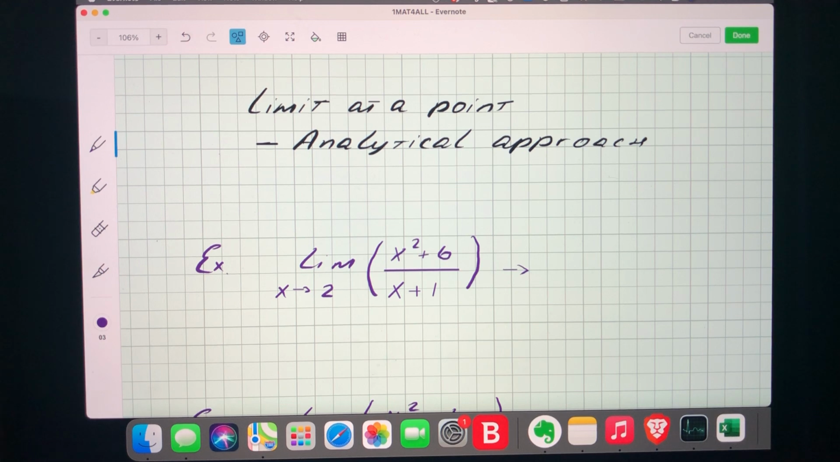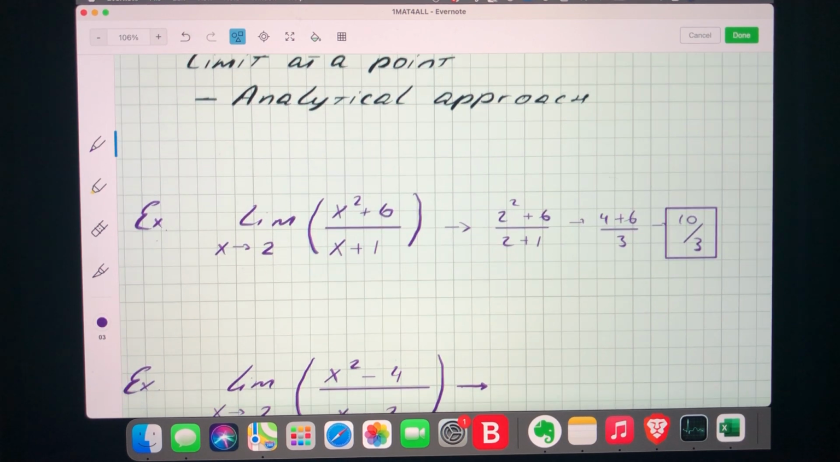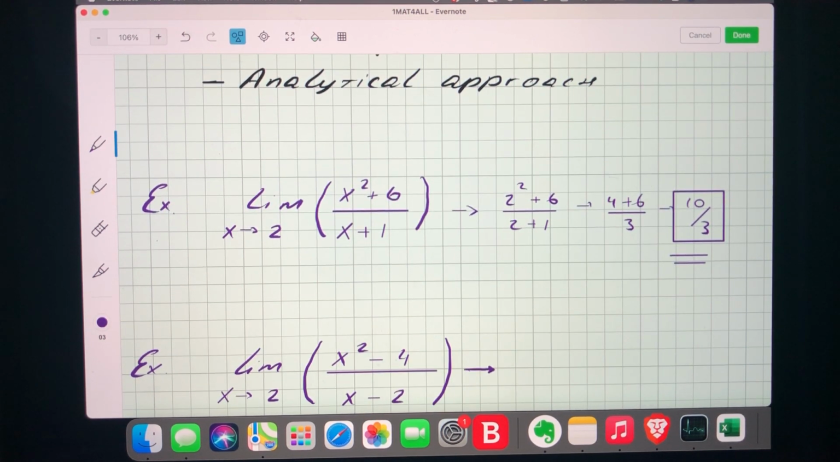If we plug in 2, we will get 2 squared plus 6 divided by 2 plus 1. 2 squared is 4, plus 6, divided by 3, which means 10 divided by 3, and that's the final answer. So the answer to the first example is 10/3. And that's it. If we plug in the number and everything works, then this is already the answer.